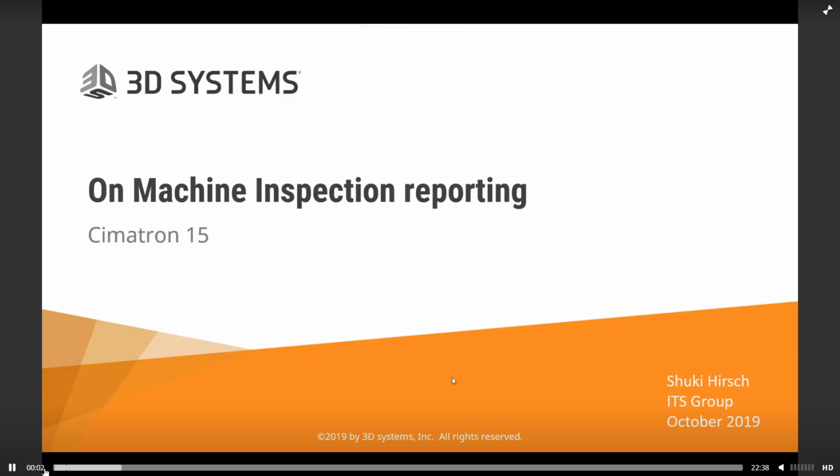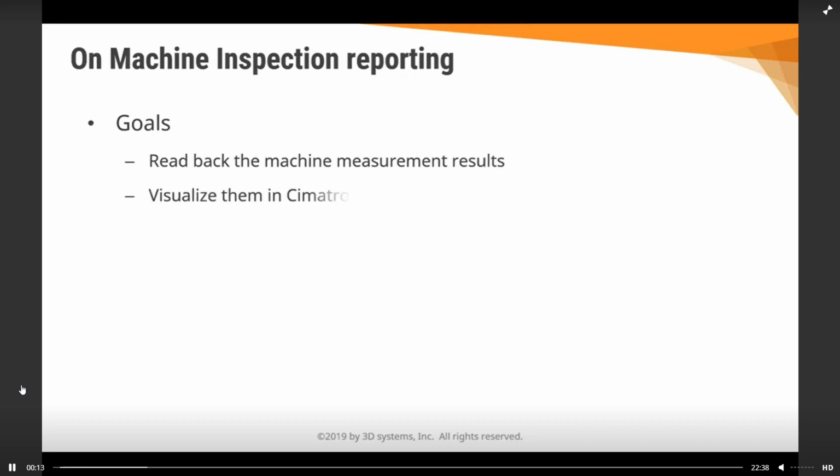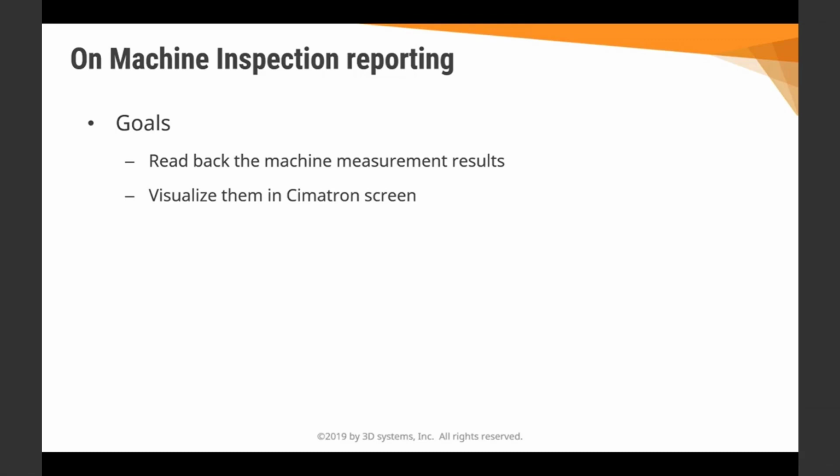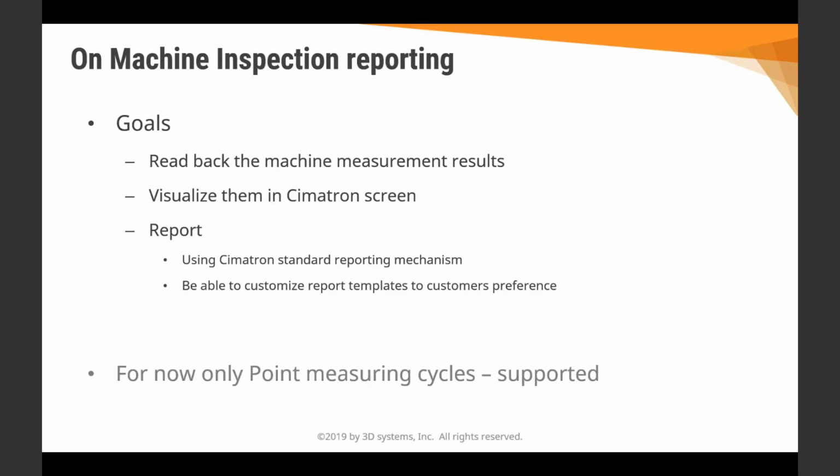On machine inspection reporting in Cimatron 15. The goals of this project were to read back the machine measurement results, to visualize them in the Cimatron screen, and be able to report them using Cimatron standard reporting mechanism while being able to customize the report templates to customer preference.